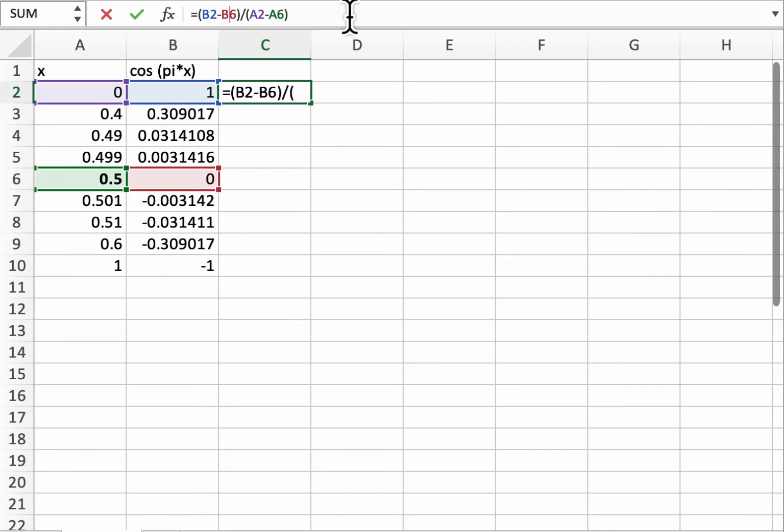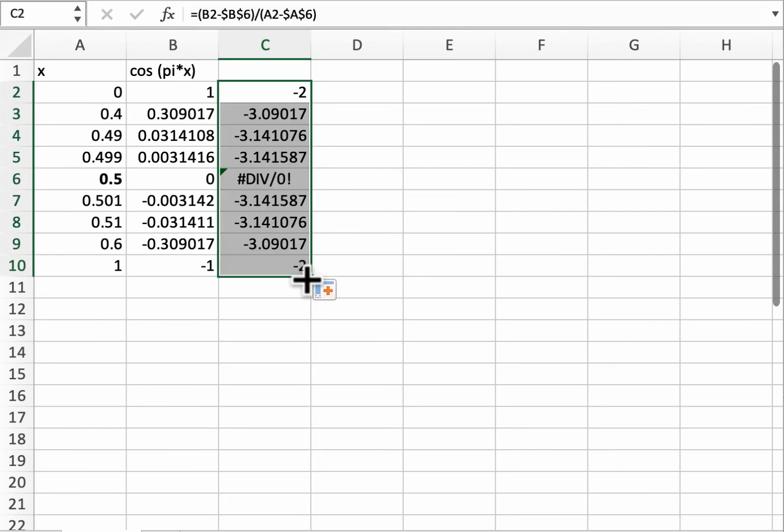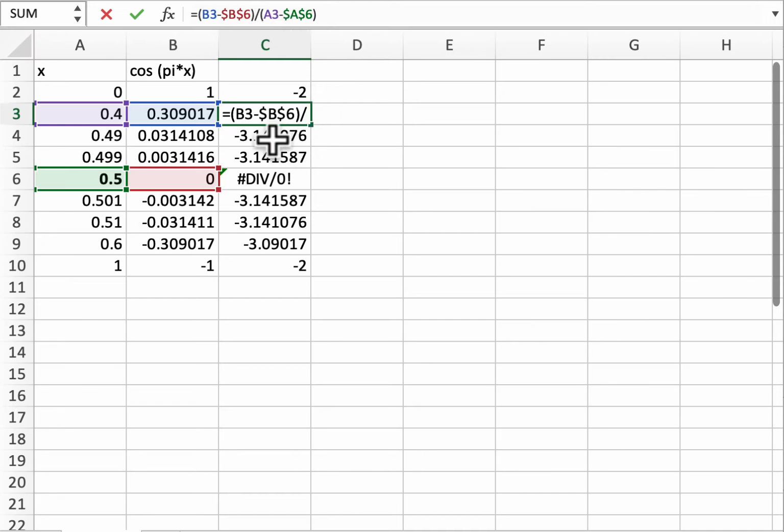On a Mac, I'm going to use Command T. If this were a PC, I would use Shift F4. It puts in dollar signs, and what that does is lock in that cell reference. If you wanted to, you could just type in the dollar signs yourself. Then I'm going to hit enter, and then drag down the formula. And what it's going to do is give me slopes. You'll notice that in all the cases here, it's giving me slopes between the point of interest, say 0.49 and 0.0314, and (1/2, 0), right?